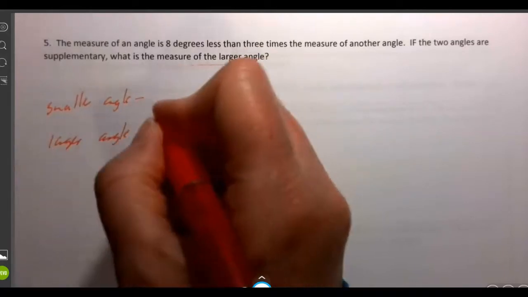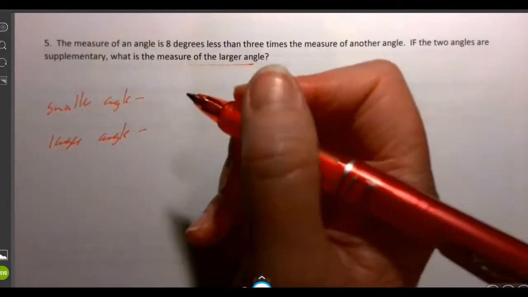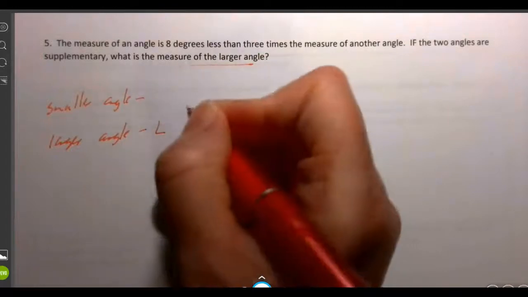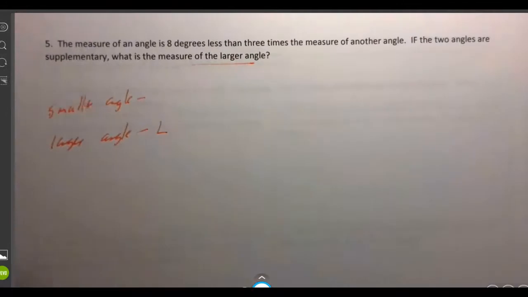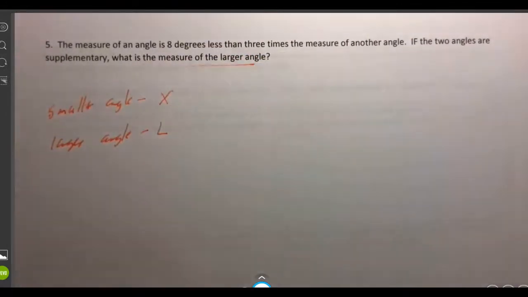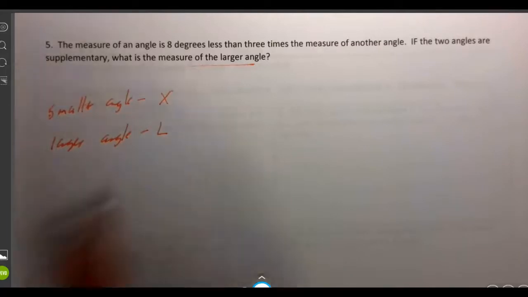Okay, we're just going to call them L for larger. Dang, I wish I would have had a different letter for smaller. So I'm going to use X for this one because I have bad handwriting. If you have good handwriting, feel free to use an S. So those are my two different angles.